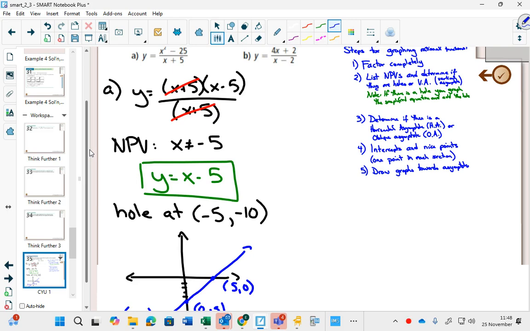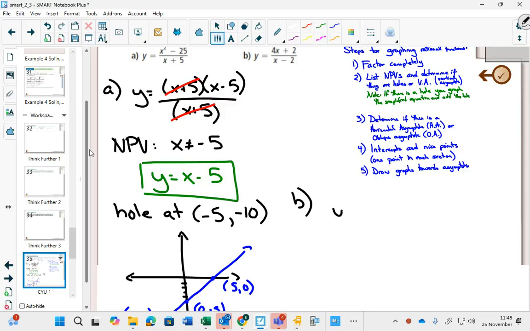So in part A, we have group 1. It starts with a degree bigger on the top than on the bottom. But since it's simplified, we graph the simplified version and add the hole. And since the simplified version was a line, we had no problem graphing that. Okay. Part B.